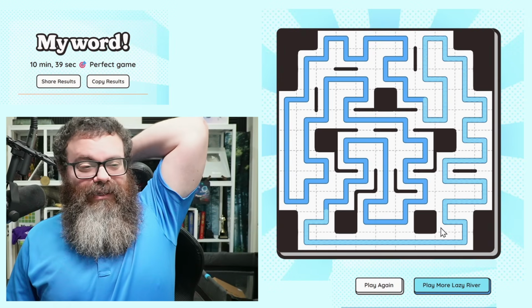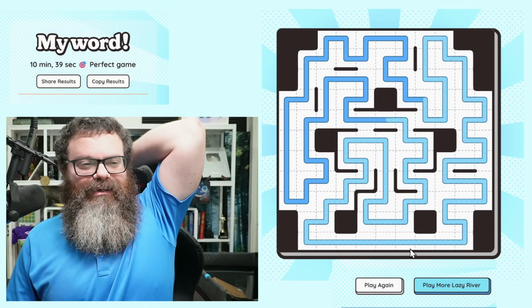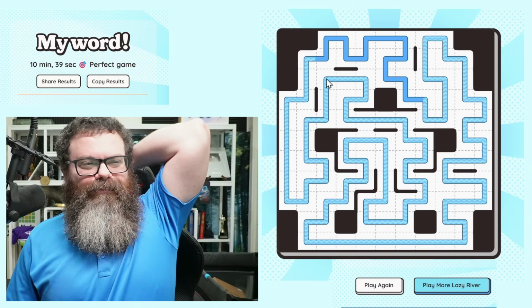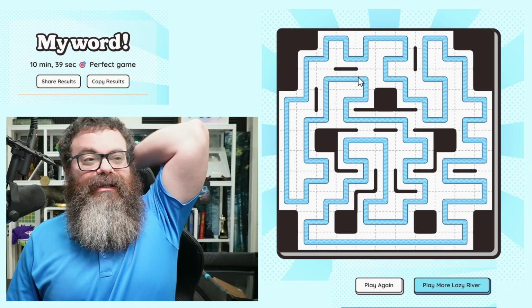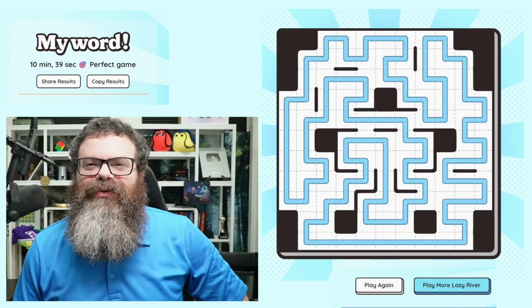Nice. I liked some of the logic there, especially this 3x3 area where we had to get a fourth end in. I don't know how much that helped, but it was fun to think about. And then the logic of this one not being able to connect left was also interesting. Cool. Well, how'd you do?